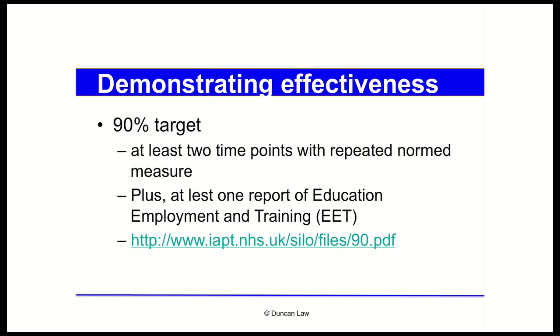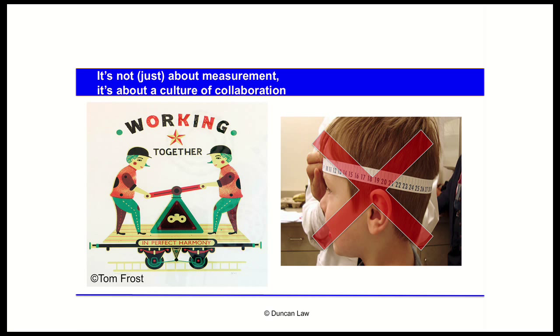Again, I won't go into this, but you'll know this is the 90% target. The requirement is that you submit data on at least two time points with one of the measures that have clinical norms and have at least one report of education, employment and training. More information on the IAPT website. But for me, the interesting bit isn't the evaluation side. It's about better collaborative practice, about working together, about clinicians and young people and the families that we work with finding ways of working more closely together.